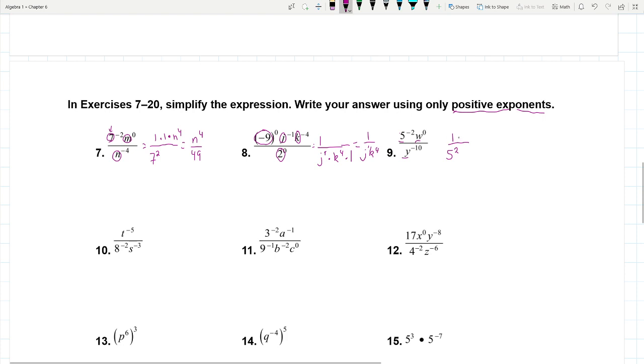W to the 0, anything to the 0 power is 1. Y to the negative 10th tells me that we're on the wrong side of the fraction bar. So I move the y, and that turns it into a positive exponent. 1 times 1 is 1, times y to the 10th is y to the 10th, over 5 squared, which is 25.